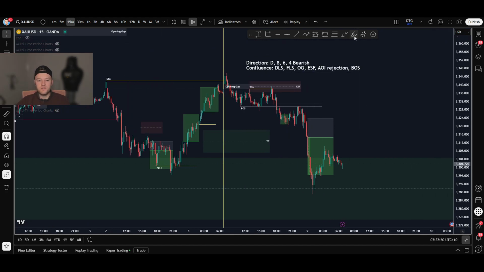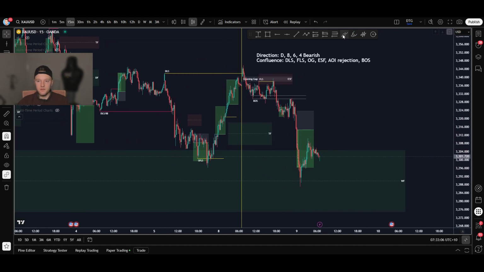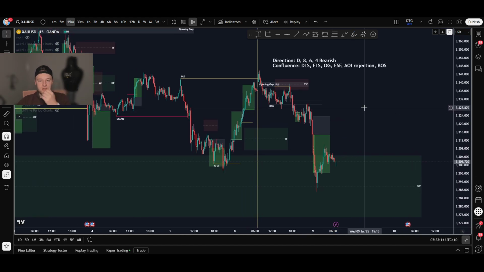And look how we just respected these levels, rejected the DLS, sold off, rejected the ESF, the FLS right here, sold off. Rejected the break of structure level, sold off. Came down, tapped into my WF, my key buy level, tapped into the mid range, started moving back up. Just absolute precision across the board here, guys.